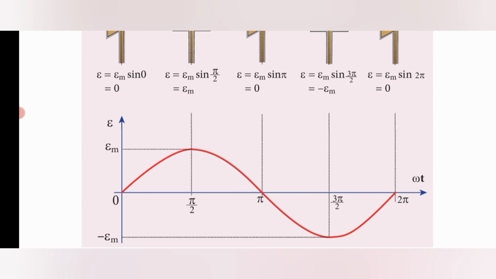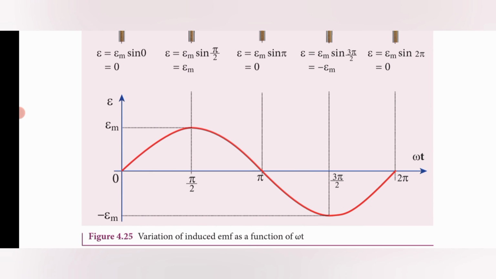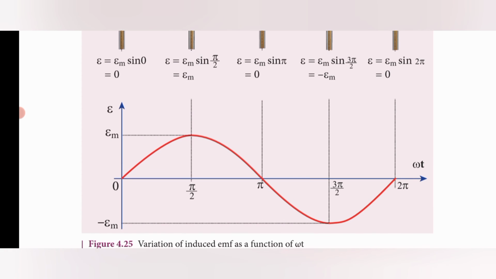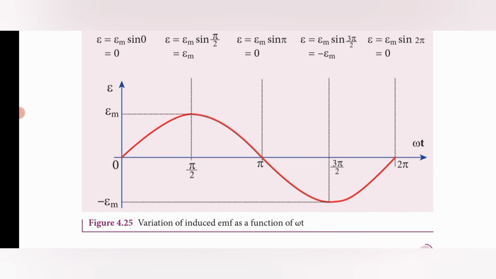When you draw a graph of the variation of the induced EMF as a function of omega t, we draw from 0 to 90 degrees, then 180, 270, then 360. For 90 degrees we refer to pi by 2, since pi represents 180 and 180 divided by 2 is 90 degrees. So 3 pi by 2 represents 270 degrees; you cancel the value of pi and get 270. And 2 pi means 180 into 2, that is 360 degrees. So finally you will get the sinusoidal wave.